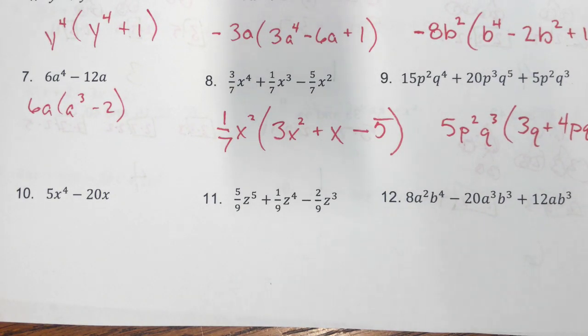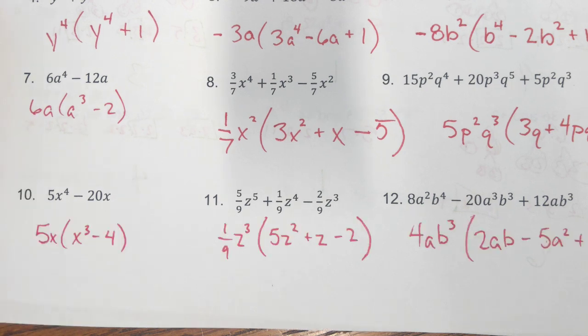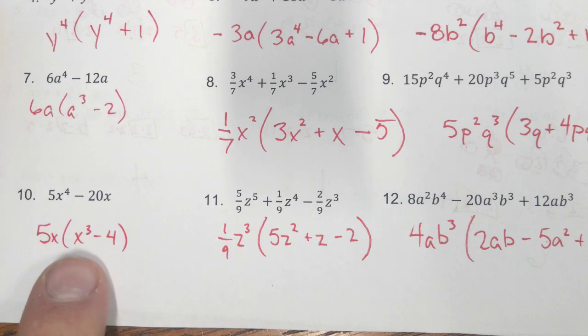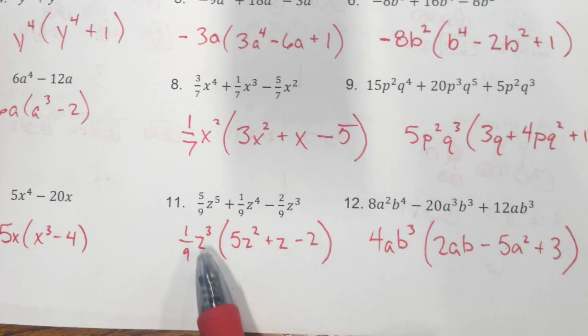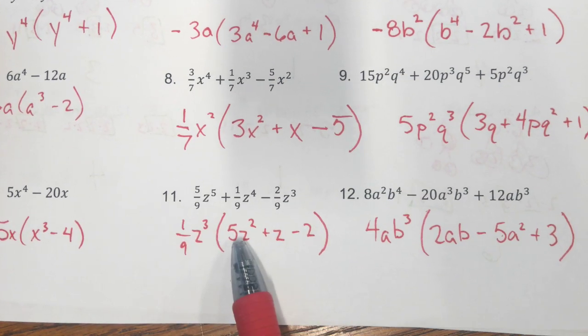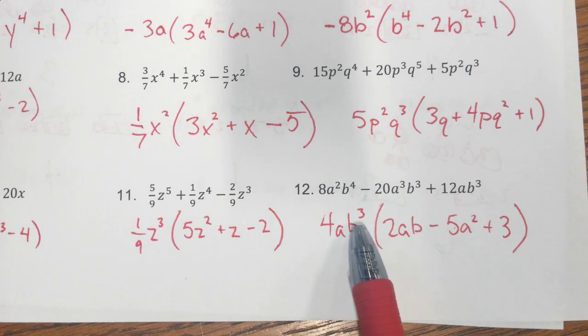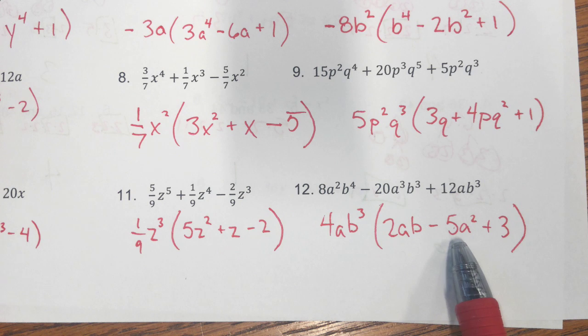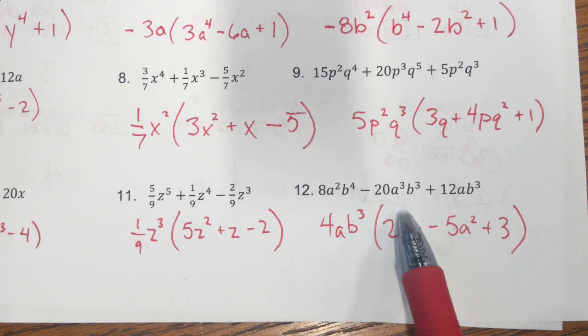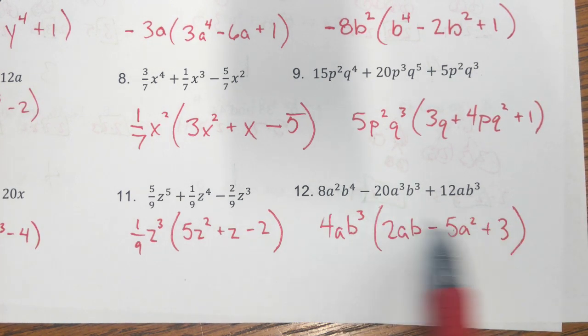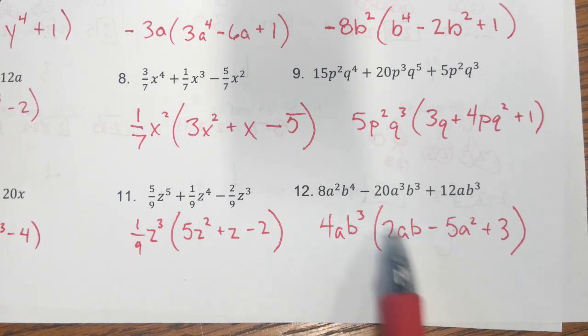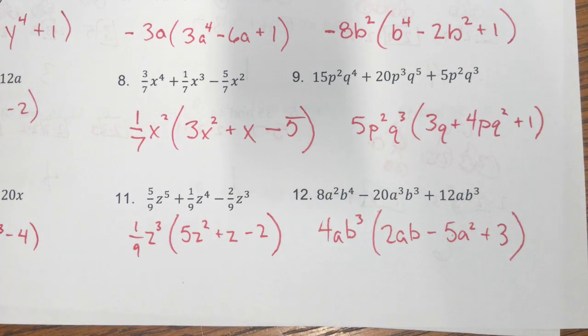Pause the video here, and we will compare answers in just a second. All right, so here are my answers. I got 5x times x cubed minus 4, 1/9 z cubed times 5z squared plus z minus 2, and then 4ab cubed times 2ab minus 5a squared plus 3. And then again, on all of your problems, you can check your work by just imagining distributing that through. Would it give you that original solution?